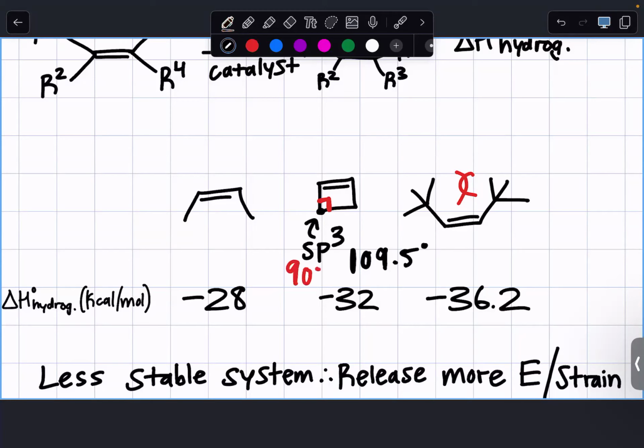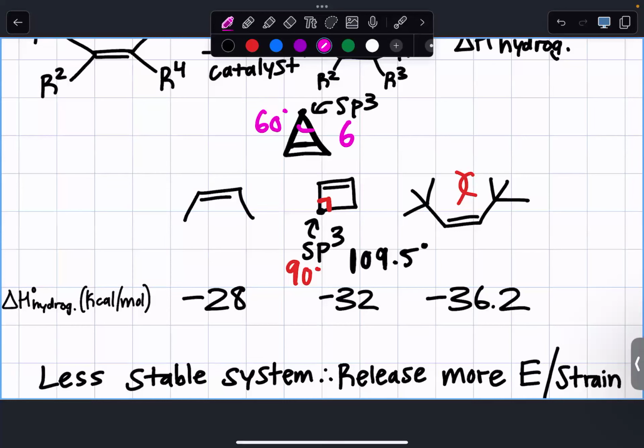So now let's look at the cyclopropene. This carbon here is also sp3, but it is locked in the 60-degree bond angle, right? 60 degrees and 109.5 is a bigger difference, which is why this cyclopropene here has bigger ring strain, because there's a bigger difference between 60 and 109.5. Cyclobutene here has smaller ring strain because there's a smaller difference between 90 and 109.5, which is why this cyclobutene is more stable than that cyclopropene.